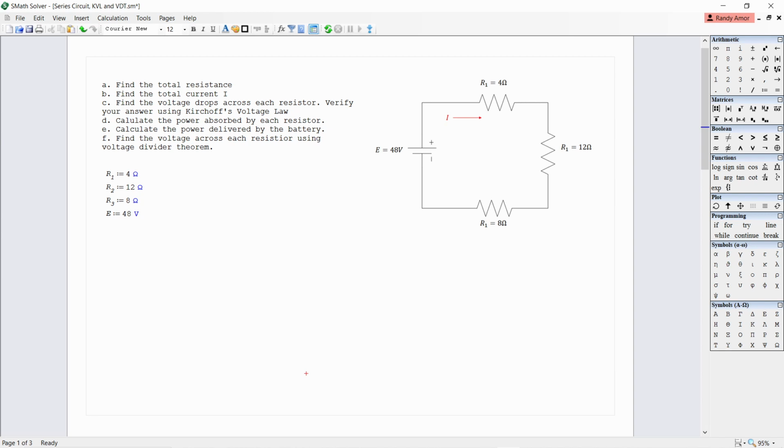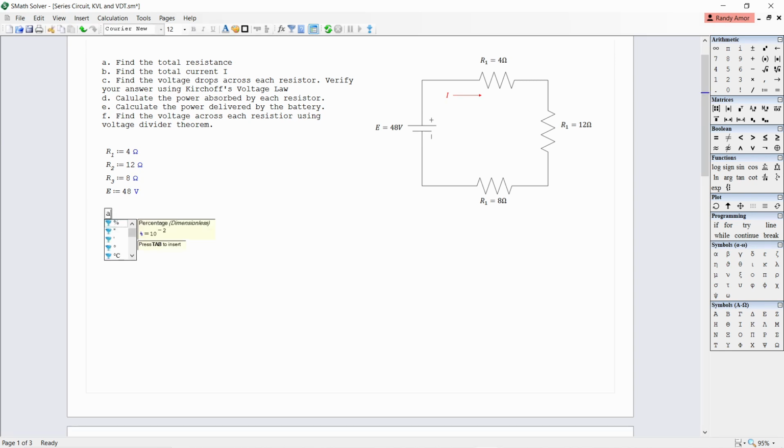Letter A, find the total resistance. Letter B, find the total current. C, calculate the voltage drop across each resistor. Verify your answer using Kirchhoff's voltage law. D, calculate the power absorbed by each resistor. E, calculate the power delivered by the battery. And letter F, find the voltage drop across each resistor using voltage divider theorem.